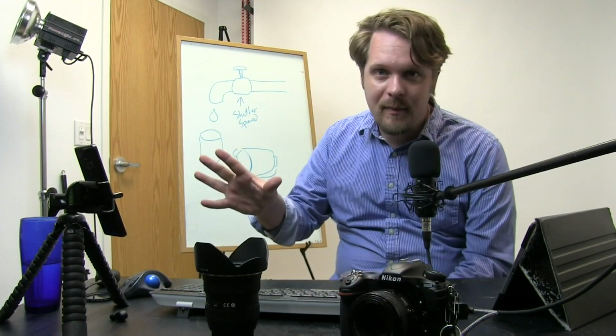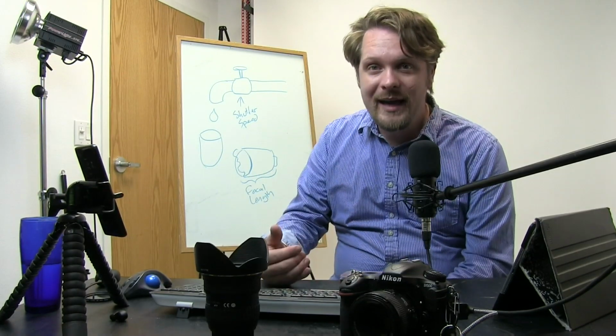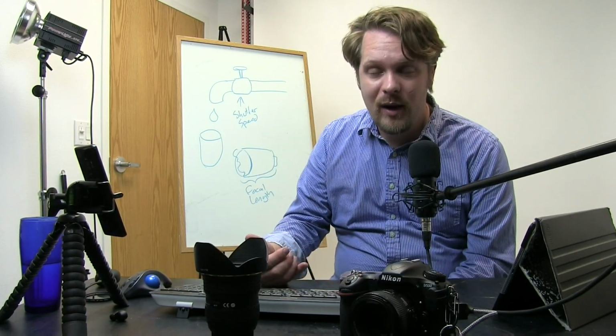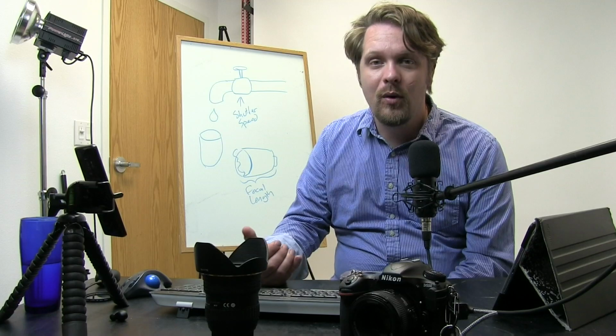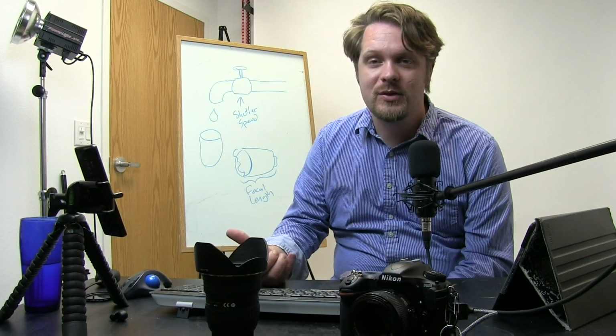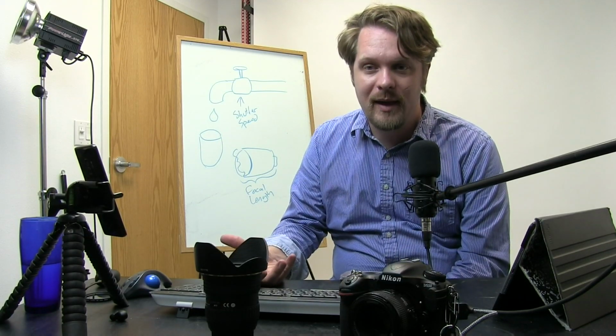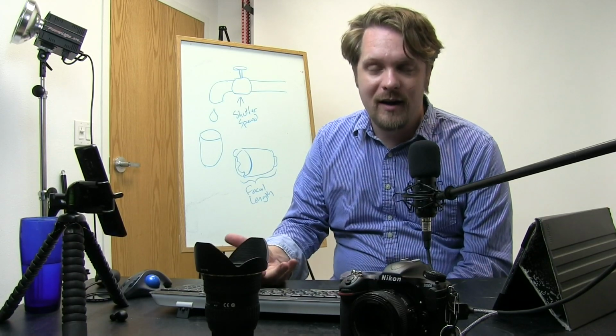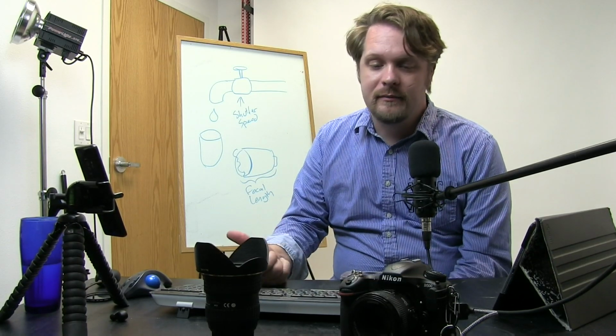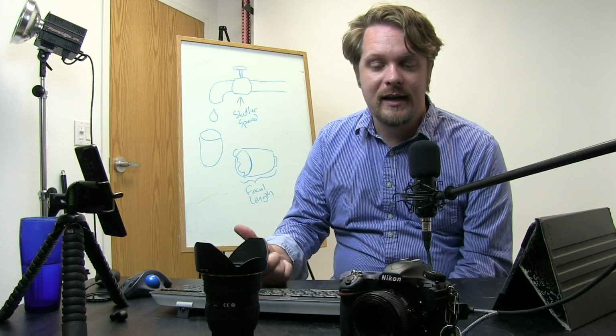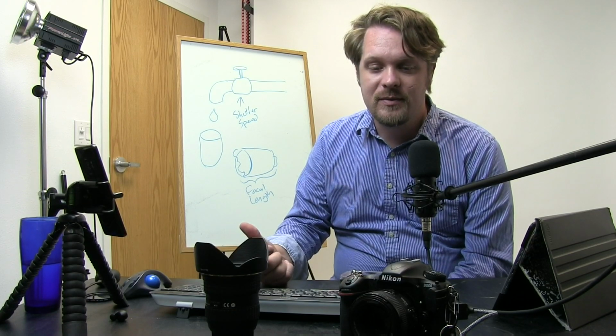So if you want to blur out the background, one of the ways to do that, it's not the only way to get a blurry background, but one of the most commonly known ways to get a blurry background is to use a wider aperture. And that'll blur out the background. It'll let in more light so you can use a faster shutter speed.